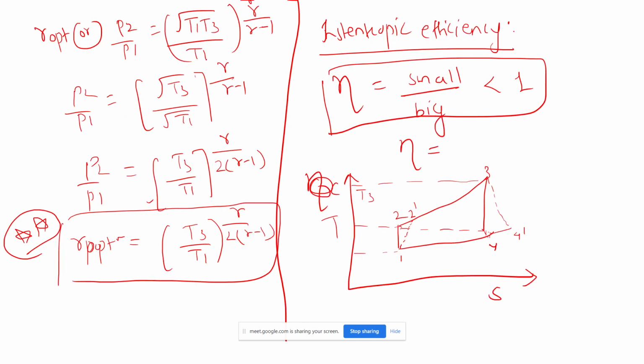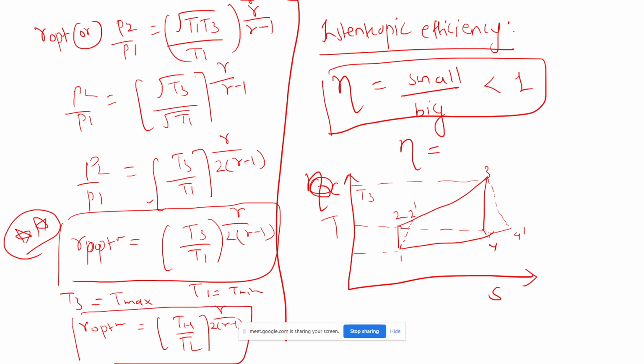Also Rp optimum, I forgot to tell you one thing, that here T3 we have in the assumption T3 is the maximum temperature, na? And T1 is the minimum temperature. So we can also write Rp optimum as T higher upon T lower to the power gamma divided by 2 gamma minus 1. Is it okay?